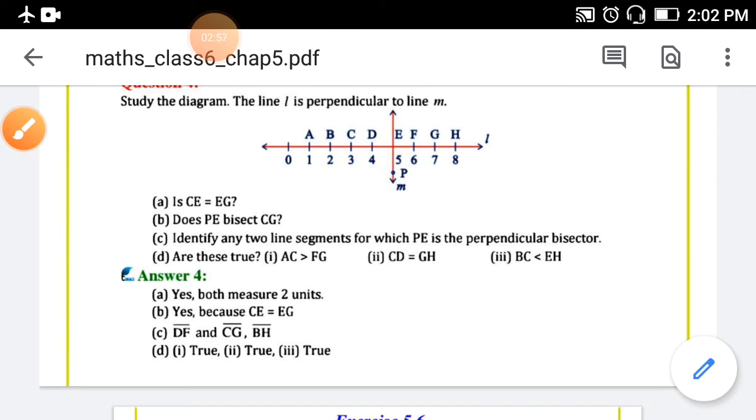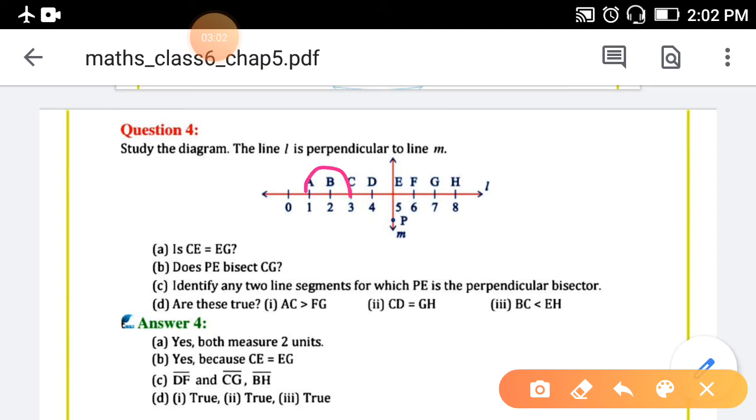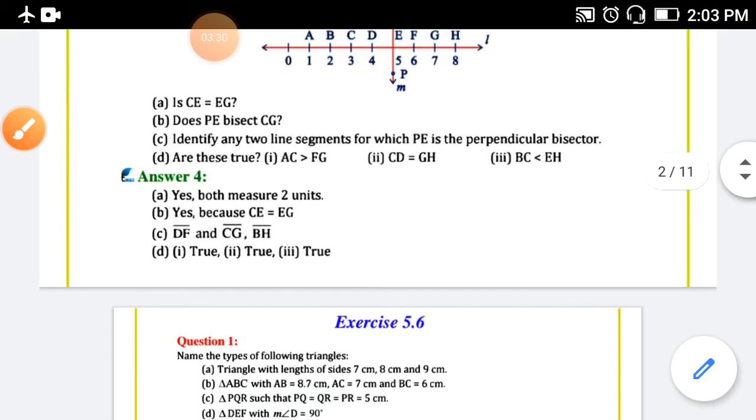Fourth one, are these true? AC is greater than FG. AC is 2 units, FG is 1 unit. So yes, AC is greater than FG. CD is equal to GH. CD is 1 unit and GH is also 1 unit. So it is true. Last one, BC is less than EH. BC is 1 unit and EH is 3 units. So EH is greater than BC, or BC is less than EH. That is also true.